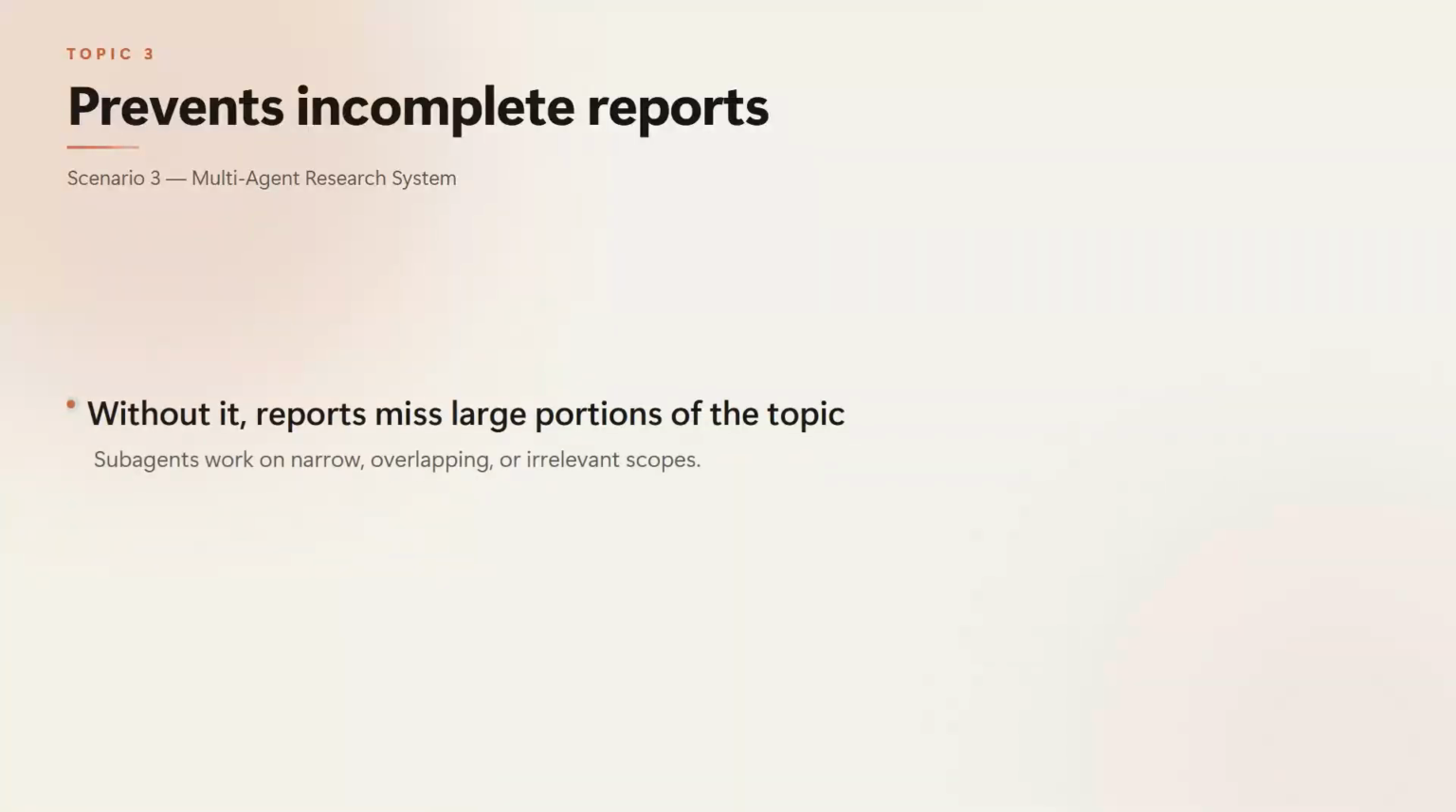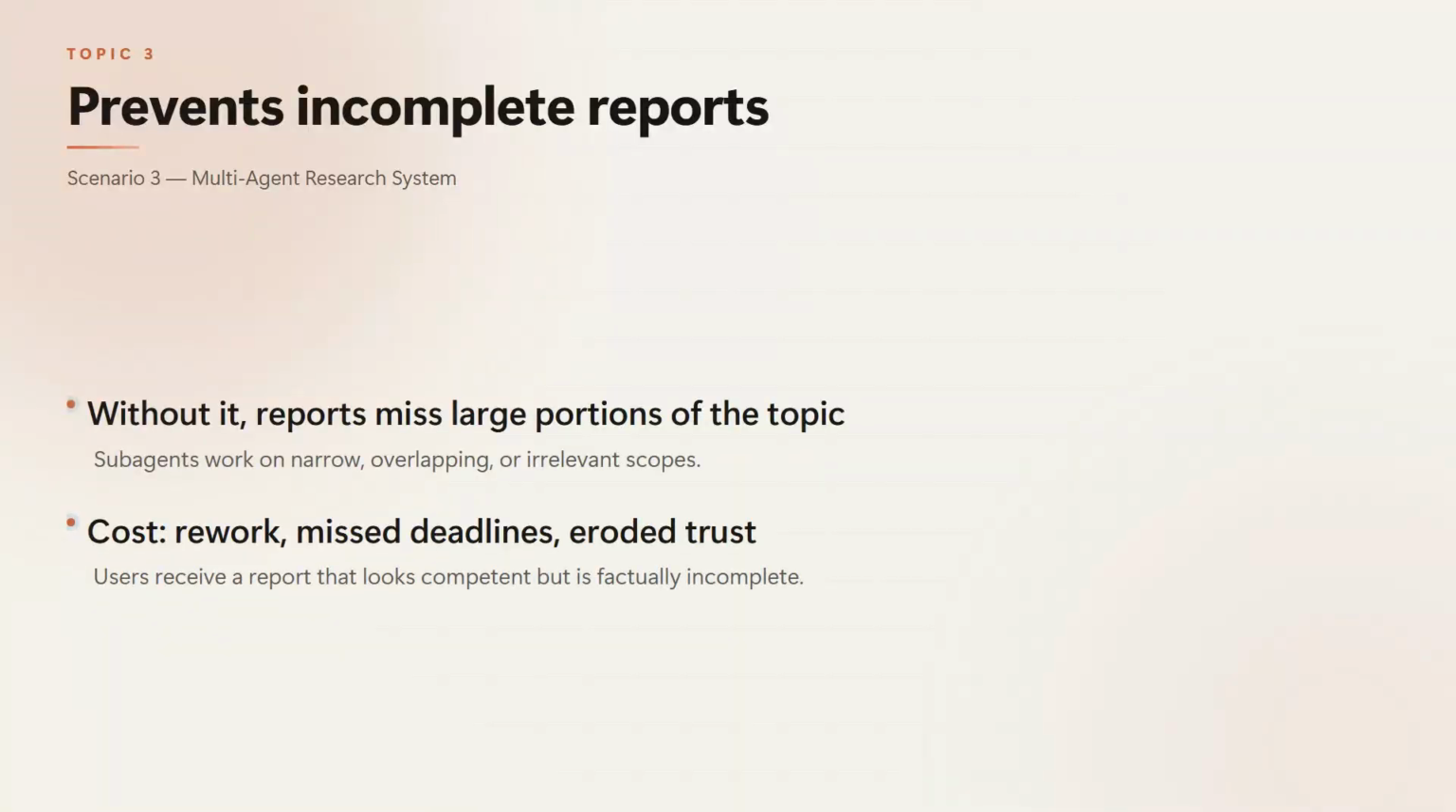This prevents incomplete reports. Without proper coordinator decomposition, subagents work on narrow, overlapping, or irrelevant scopes. The synthesis agent then produces a report that looks competent but is factually incomplete. In production, that means rework, missed deadlines, and eroded trust. A user who receives a report covering only 1/3 of the topic will not blame the coordinator, they will blame the system. And they will be right.